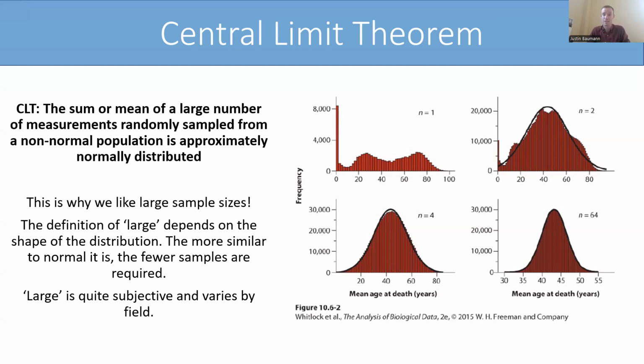Central to all of this is the central limit theorem. The central limit theorem, which you've probably heard before, but almost certainly have forgotten by now, says the sum or mean of a large number of measurements randomly sampled from a non-normal population is approximately normally distributed. If you want to put this in simpler terms, we've already said this a lot, you can also call the central limit theorem the law of large numbers with sufficiently large sample size. We're good. And that's all you need to know.